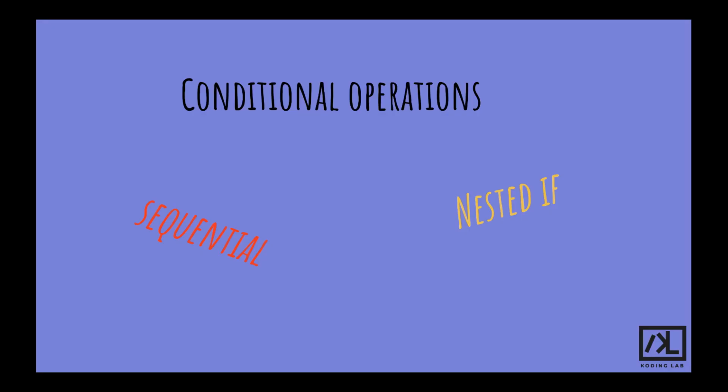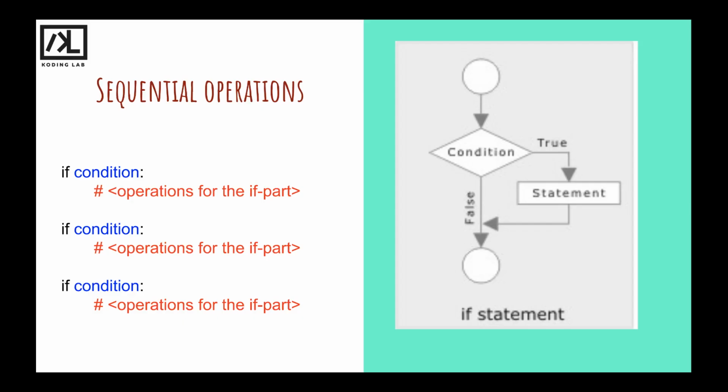First, the conditional operation. There are two types of conditional operations, sequential and nested if. The sequential operation, as we can see, we write if and its condition, and then in the red part we write the body of the if condition. So let's see how the program runs this code. First, we evaluate the condition. If the condition is true, it will go and execute statement number 1. Else, it will go and execute the rest of the code. Take a note that whether the condition is true or false, the computer will run the rest of the code.